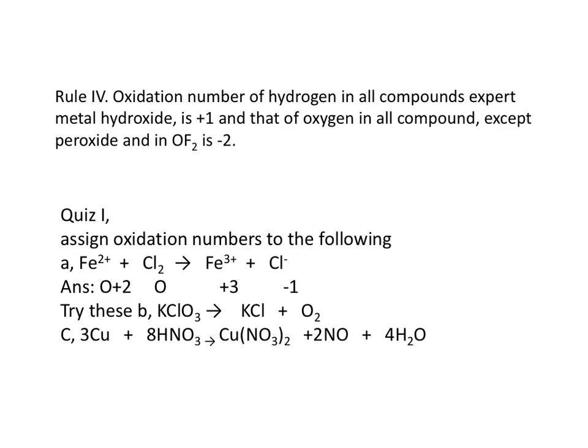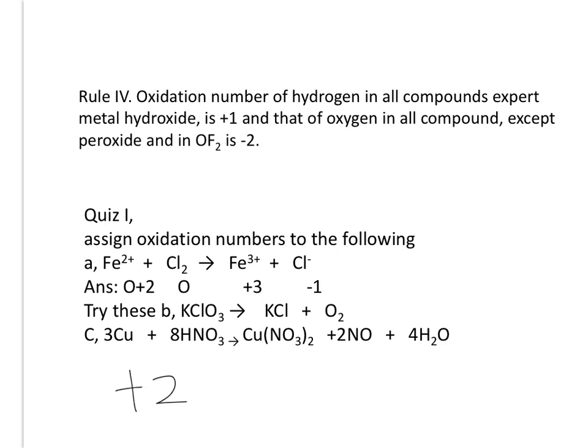I have a question here. Assign oxidation numbers to the following: Fe2+ plus Cl2 to give you Fe3+ plus Cl-. Answer: there is a change in oxidation state for Fe, that's iron, from +2 to +3, while chlorine moved from 0 to -1. So the oxidation number of chlorine is 0 at this stage and -1 at this stage. For iron, it is +2 at this stage and +3 at this stage.